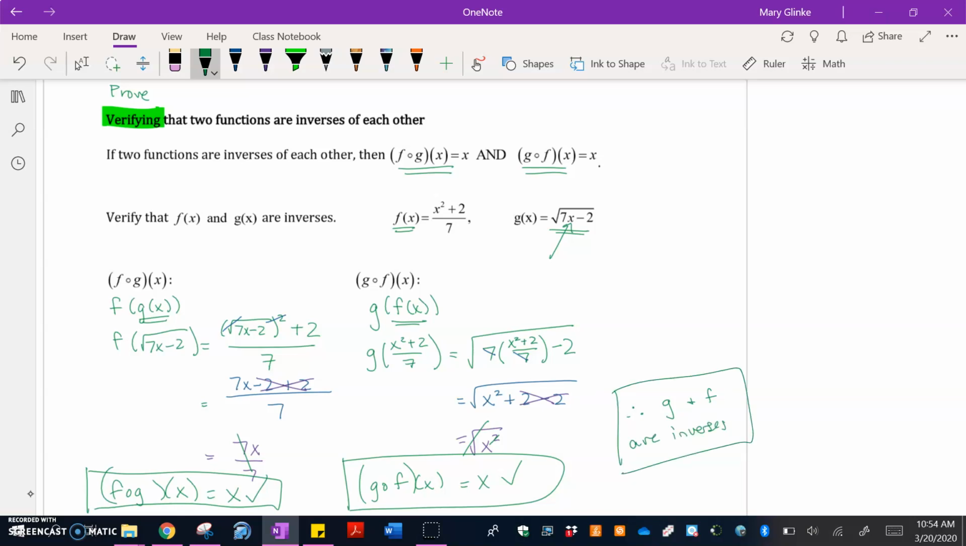If you did not get x back out, for instance, if you got x plus 1, these would not be inverses. So this was meant to be a quick recap of inverse functions and relationships. We should be able to find inverses, graph inverses, and verify two functions are inverses of each other.